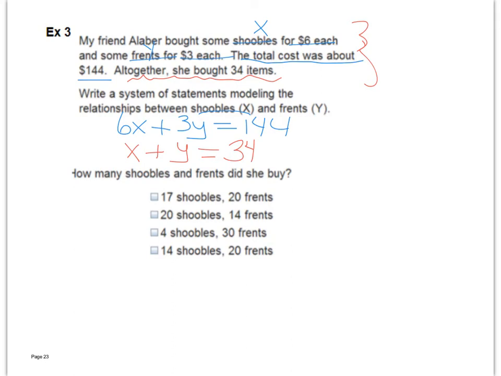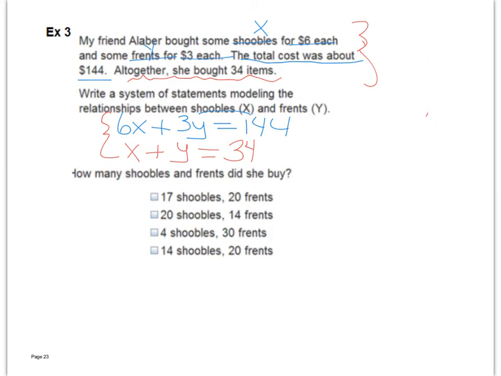She might have bought 24 and 10. We just don't know. We do know the cost of each shoeble, the cost of each front, how many things she bought altogether, and the total amount she spent. So if we have this system of equations, technically there should be a set bracket. You make a long S and then a backwards S, and that makes a set bracket. I have fun making those.